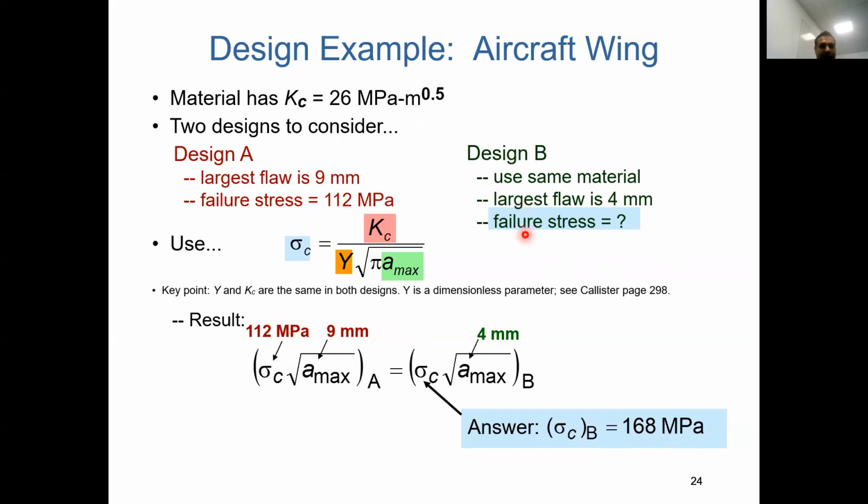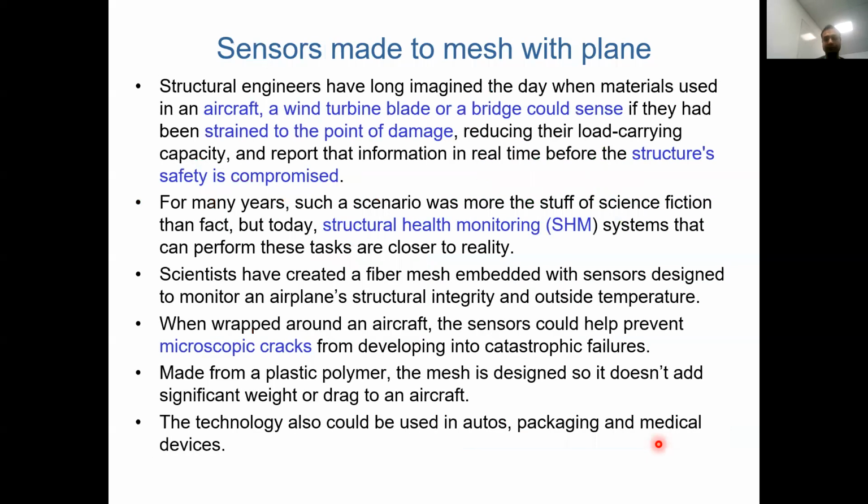The second one is the same material, flaw is 4 millimeter. Failure stress we need to find out. For 9 millimeter it fails at 112. For 4 millimeter, you can see the crack size is reduced, but the stress is increased. So now it won't fail at 112. It will fail at 168 or 170 and so on. If you reduce the flaw size, it will help you to use the same material under high loading conditions. So reducing the flaw size pays off.